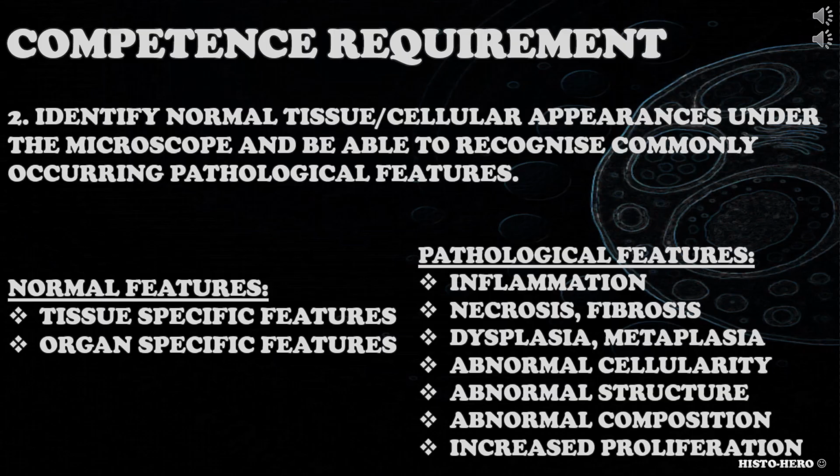As for pathological features, they could consider cellular changes like size and shape, nucleus to cytoplasm ratio, mitosis, tissue architecture, presence of fibrosis, inflammation, necrosis, neoplasia, scarring, metaplasia, abnormal cellularity, structural composition or increased proliferation.